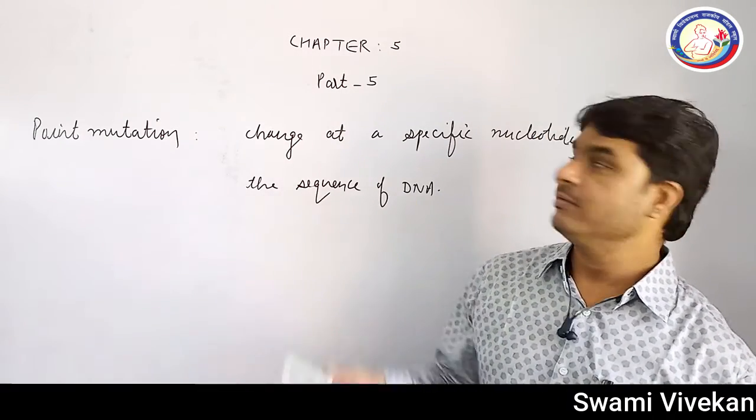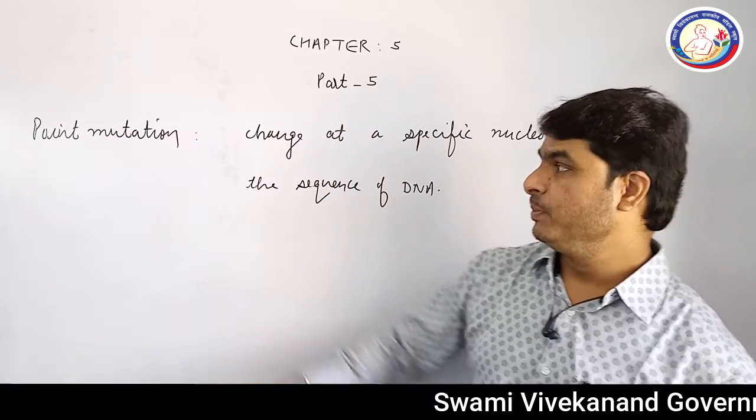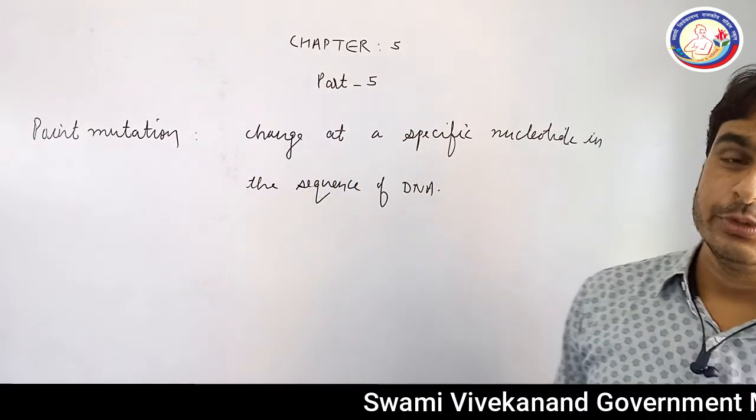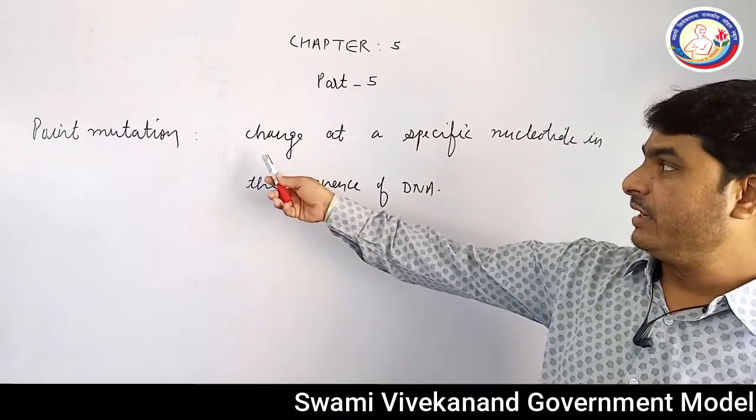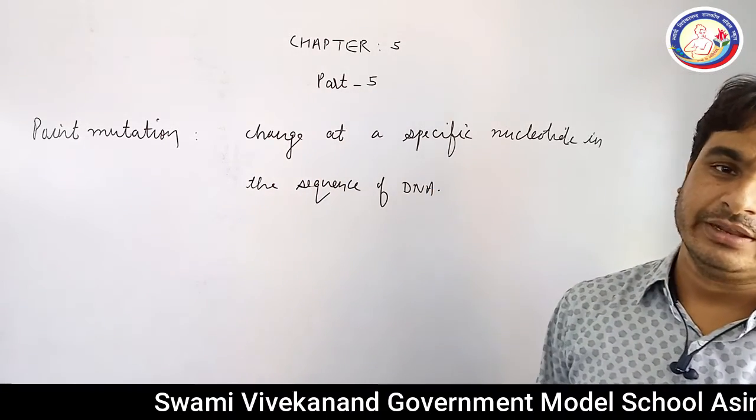In chapter number 5, today we will start part number 5, point mutation. As far as point mutation is concerned, it is a change at a specific nucleotide in the sequence of DNA.